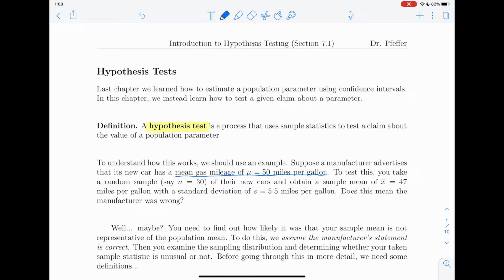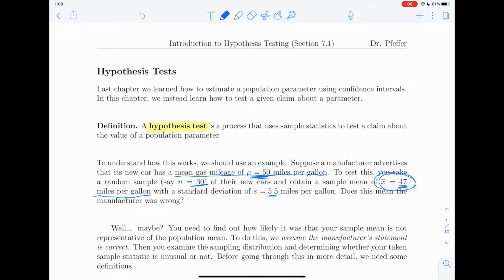For example, maybe you have the ability to test, say, 30 of their new cars, and you obtain a sample mean of, say, 47 miles per gallon. And suppose with your sample, you also determine that the standard deviation of your sample is only 5.5 miles per gallon. The question you really want to ask is, okay, obviously this 47 is different from that 50.